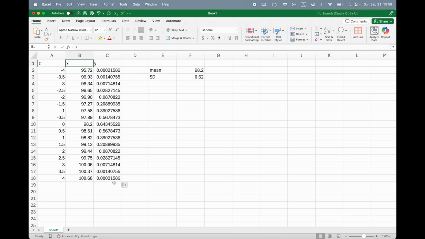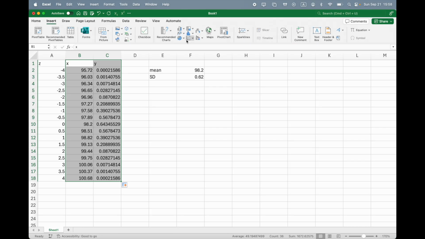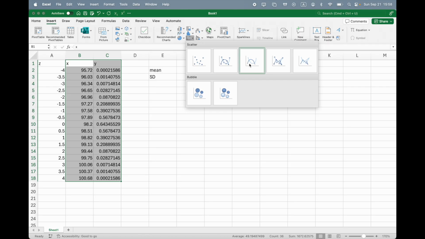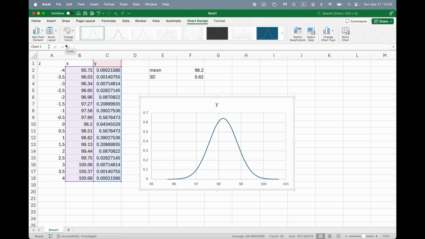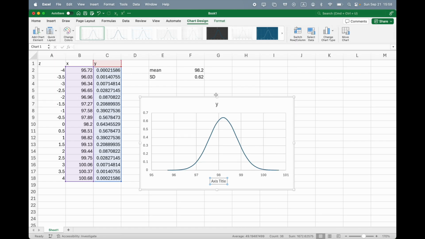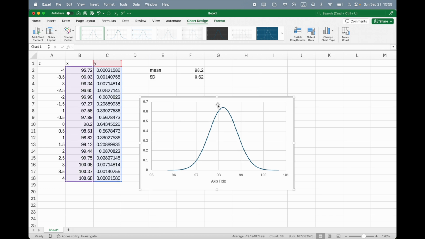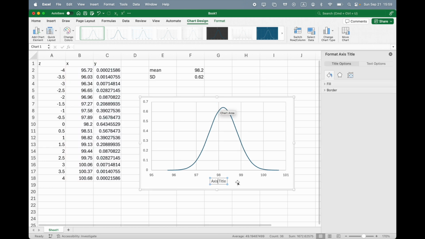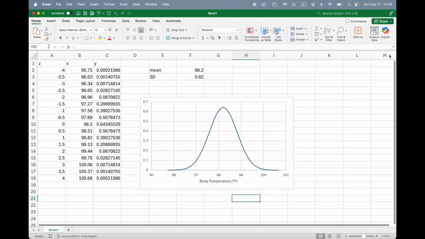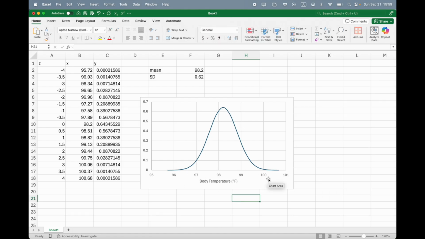Next, we might select our data set, our array of x and y values. We can go to insert, and then we're going to find a scatter plot. I think so it looks pretty, we'll use the scatter with smooth lines. Now we can see our graph, and I'm going to quickly add some axis titles because I want to make sure it's obvious that this is showing this distribution of body temperature, specifically body temperature in degrees Fahrenheit. So now we can see a nice normal distribution here.